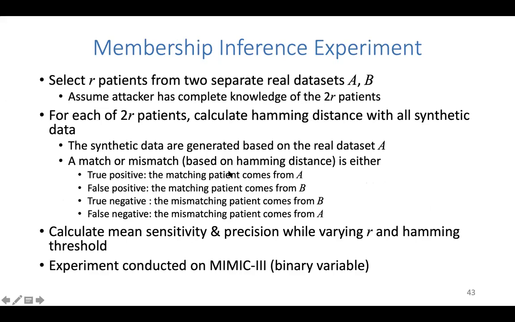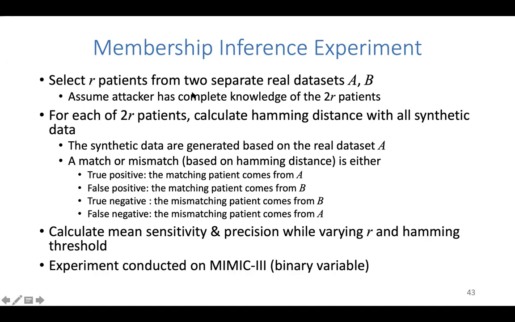All right, so the setup of membership inference attack is like this. So we select R number of patients from two separate real data sets. That means that assume the attacker has complete knowledge of two R patients. For example, R could be 100, R could be 1,000, R could be 10. It doesn't really matter. This is a hyperparameter. So let's just say that R is 10 for now.